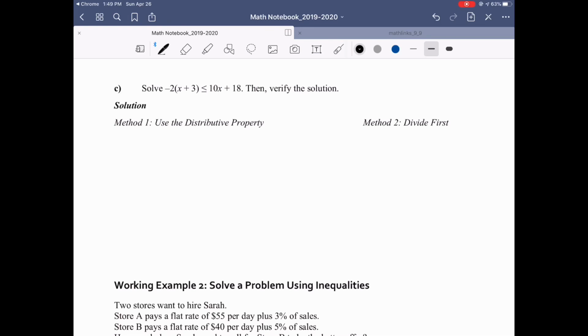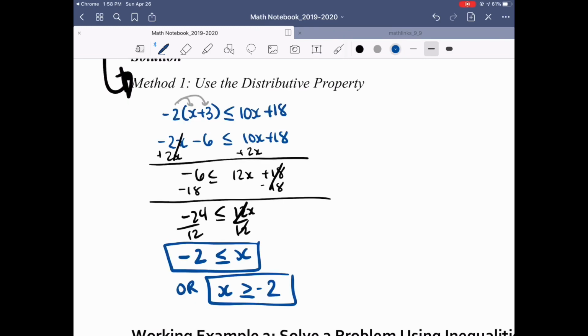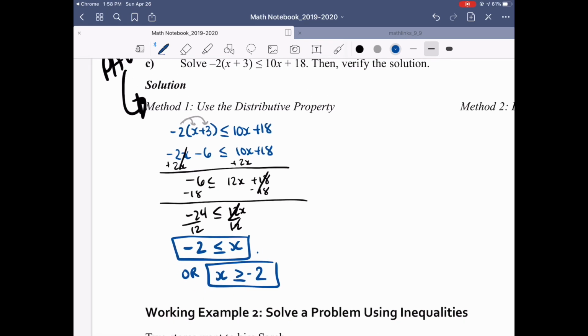Okay, I want you guys to pause the video and try this question using method 1, which is use the distributive property. So pause it, come back and check your answer. If you solved it using the distributive property, you should have got that negative 2 is less than or equal to x, or x is greater than or equal to negative 2. If you didn't get that answer, please pause and check the work.